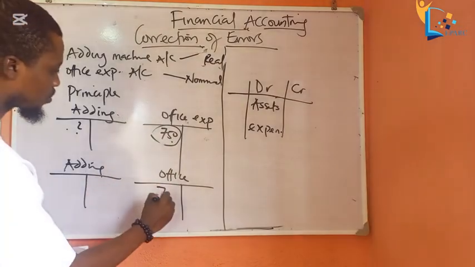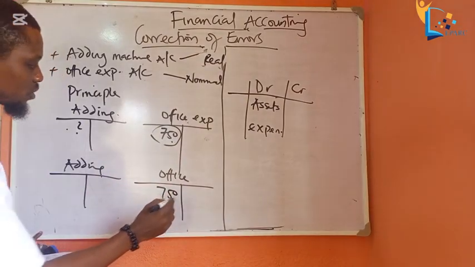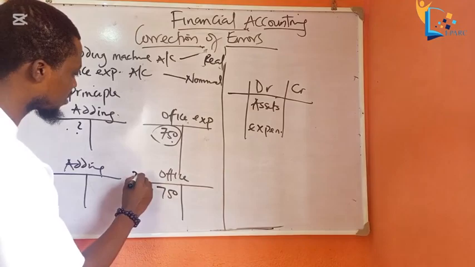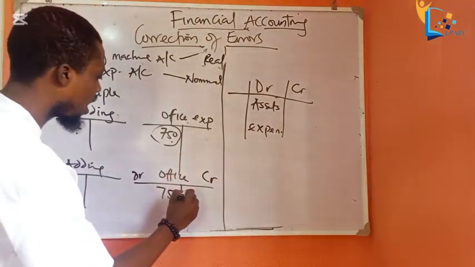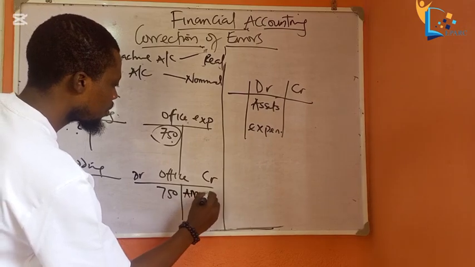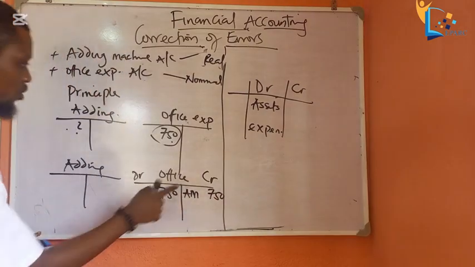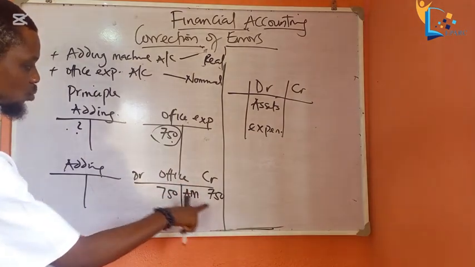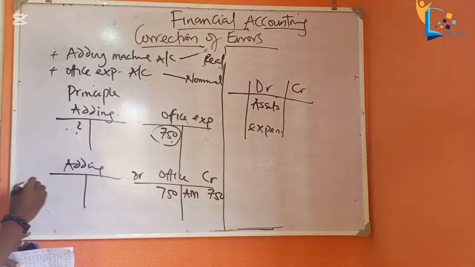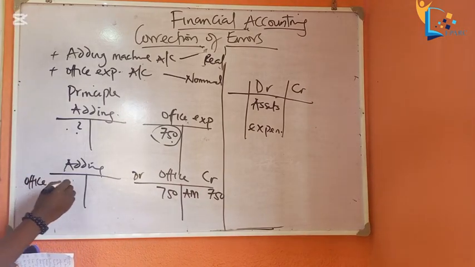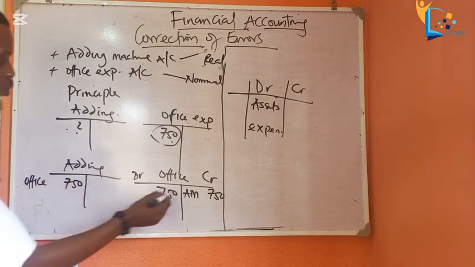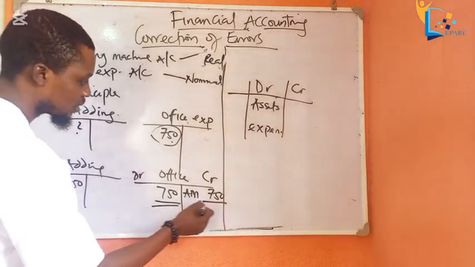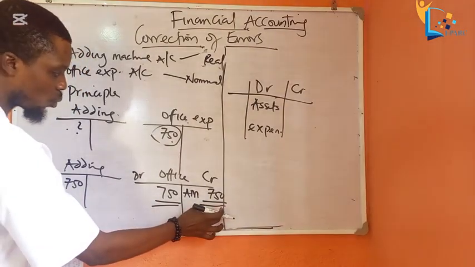So 750, all you have to do is what? You credit, this is debit side, this is credit side. Adding machine, 750. Then this is credit, right? You credit office expense with that amount, 750. Then you debit adding machine with 750. So this one will wipe off this one. This one will cancel this one.